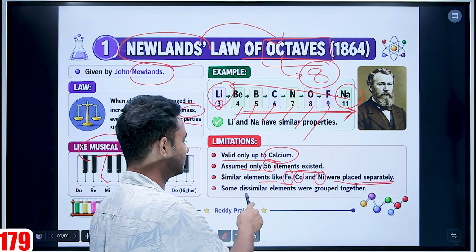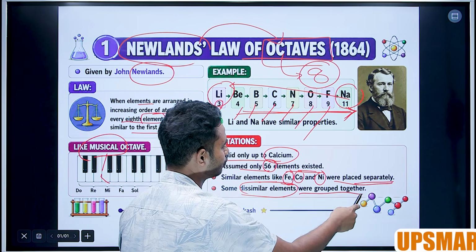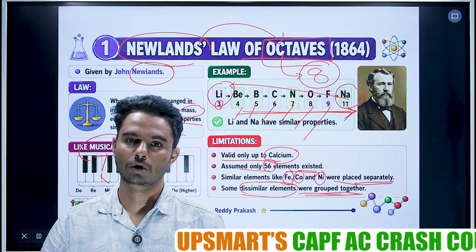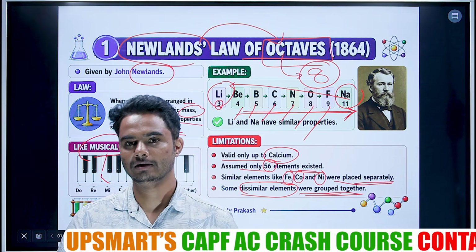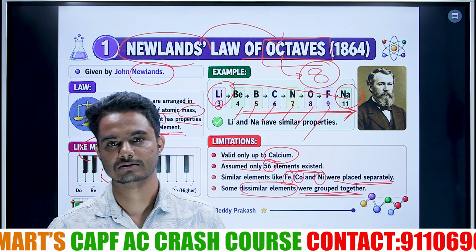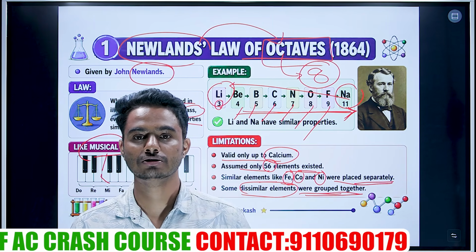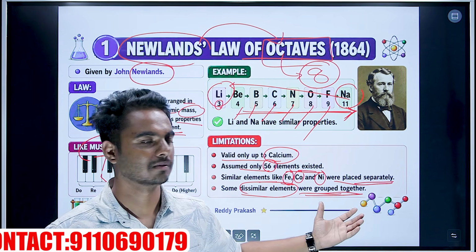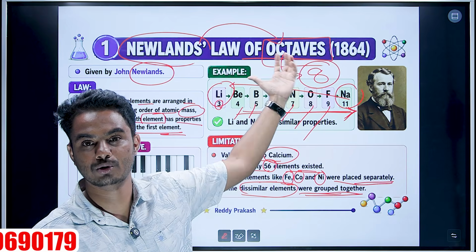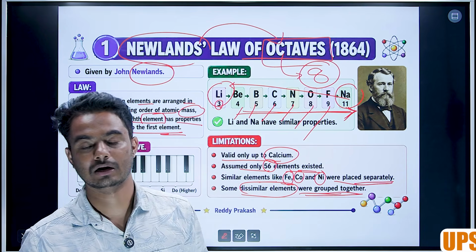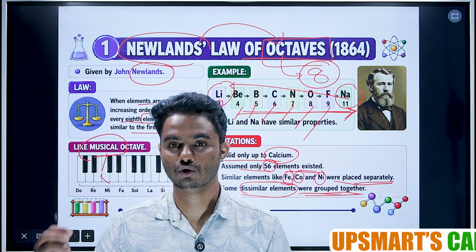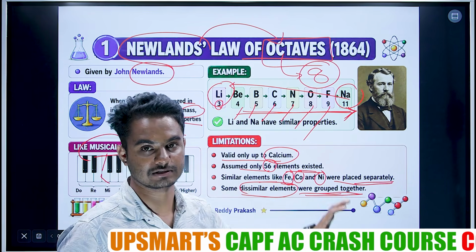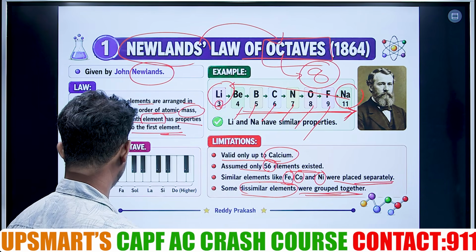Next, some dissimilar elements were grouped together to maintain the sequence. Only 2 similar elements, the first and eighth, were deliberately placed. You can remember it like this, but I'm not criticizing the great person so much, these are just some limitations. This will not be asked. All that will be asked is who gave the law, or something like match the following, at a maximum. That is what UPSC can go to, according to my estimation, but this is to be on the safer side. Okay.